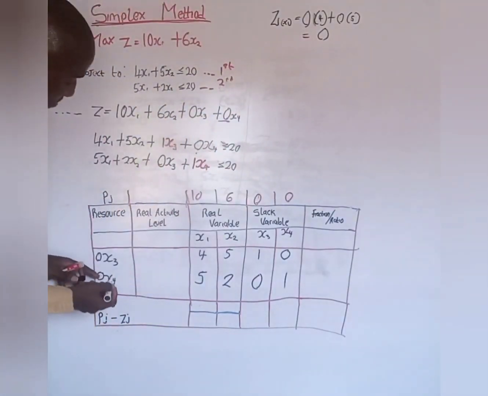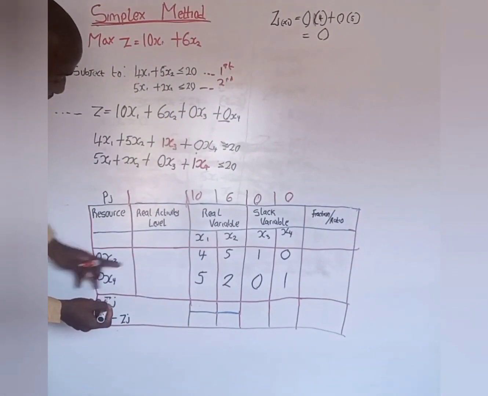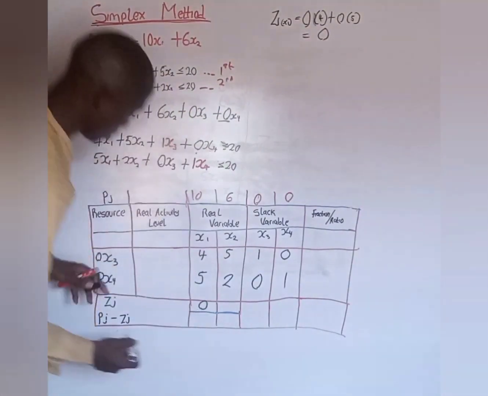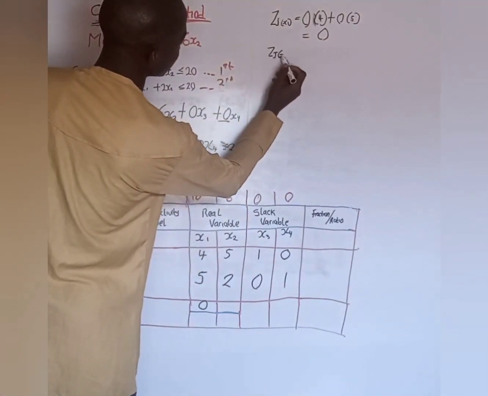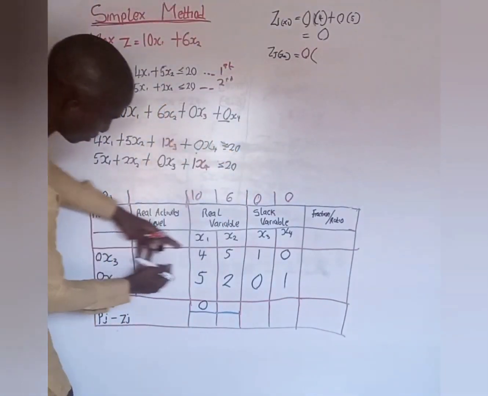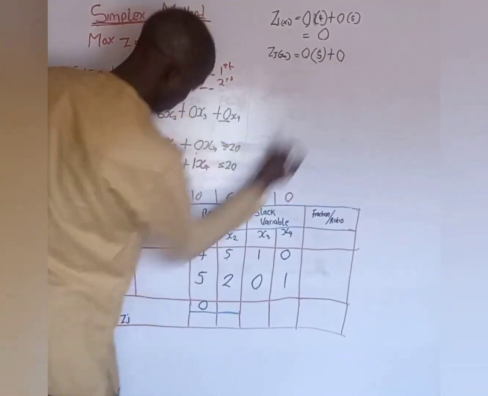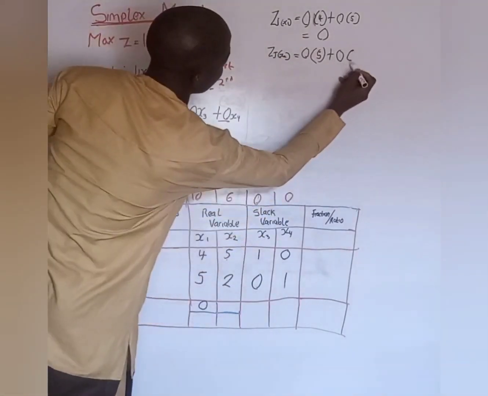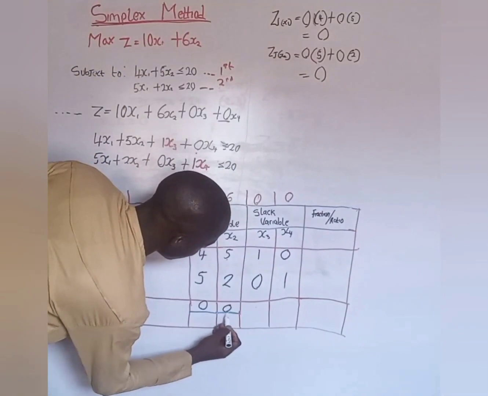Then zero multiplied by x3, which is for this, and zero multiplied by x4, which is for this. So that will give me 0. I have 0 here. So for the next one, it will be ZJ of x2, which will be 0 multiplied by 5, plus this 0 multiplied by 2. So 0 into bracket 2 will also give me 0. So I'm going to be having 0 here.